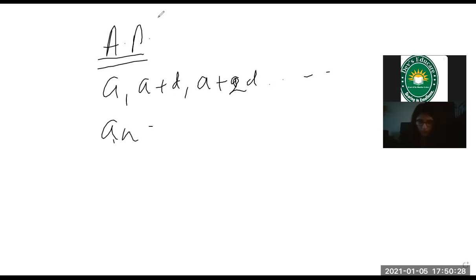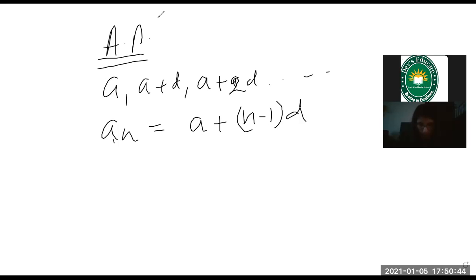Sir, for us there was higher level and standard level. Yes, you took the higher level. Good. So if you take A as the first term and D as the common difference, then the nth term is written as A plus n minus 1 into D, where D is the common difference and A is the first term.